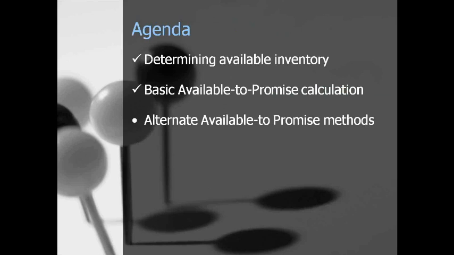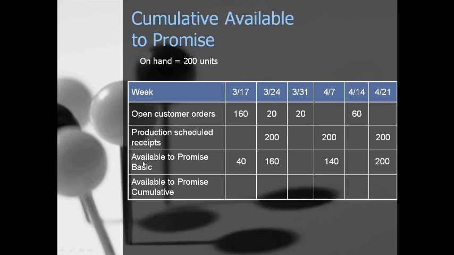Now, one size does not fit all. And by my estimate, there are most likely 15 different ways to calculate available to promise. During this webinar, I don't have time to go through all of them, so I've picked one as an alternate available to promise methodology that we can review and see how it works differently. This is called a cumulative available to promise. Cumulative, we're dealing with the same information.